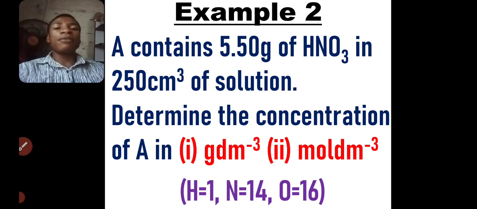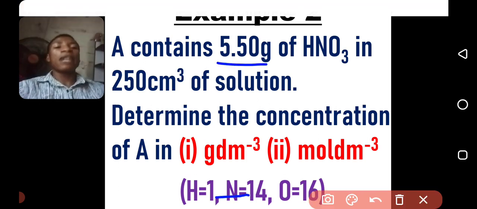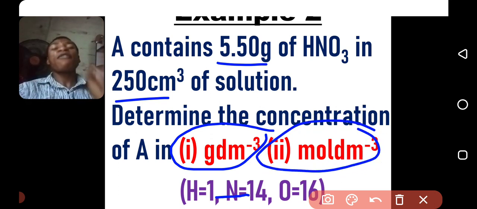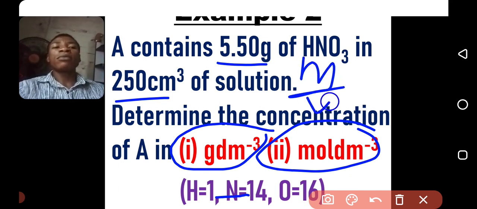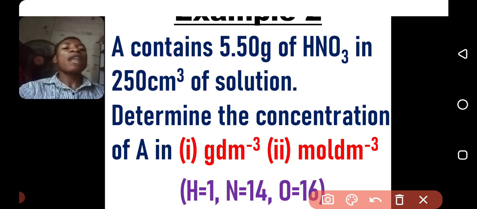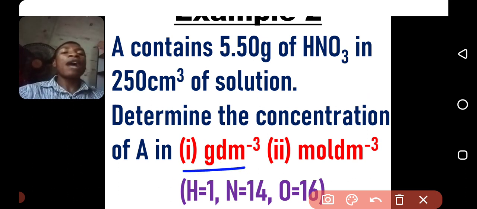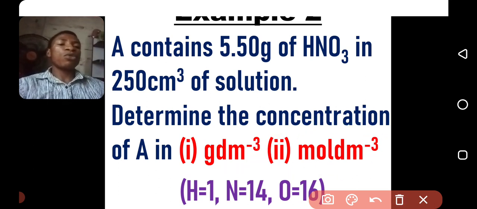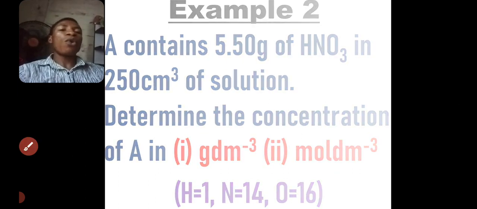So we have been given 5.50 gram in 250. From here now, we want to determine the concentration in gram per dm cube and also in mole per dm cube. Don't forget the formula for finding concentration in gram per dm cube: mass over volume times 1000 over 1. So we use that one to get our gram per dm cube. Then we'll use the formula that converts gram per dm cube to mole per dm cube to get our answer in number 2.